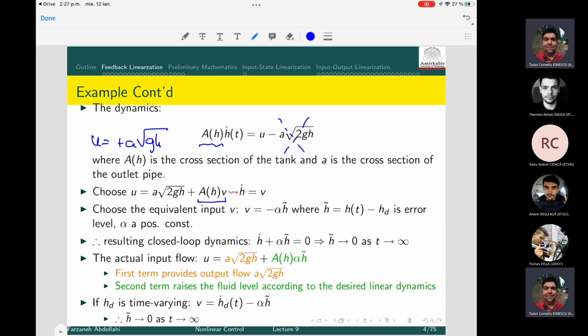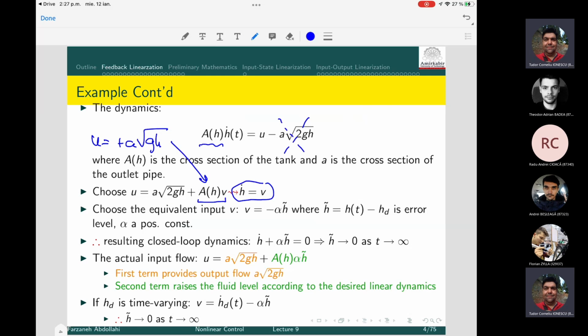So you take this input. You also add this input. So this one plus this one. Okay, and finally, in closed loop, you get this very simple integrator system. Okay, this is an integrator. We know that.